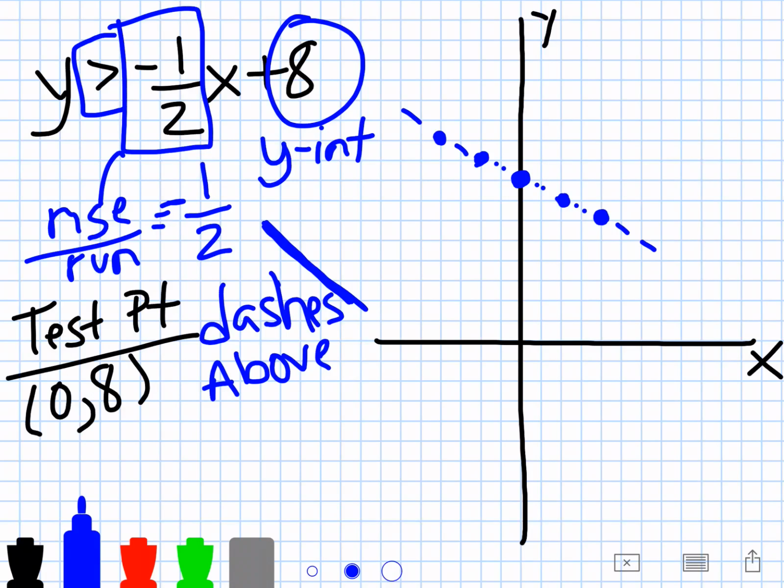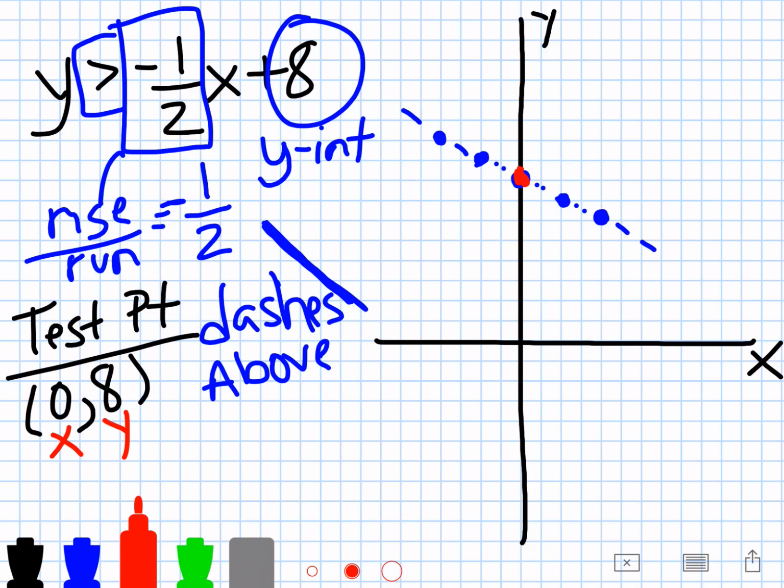Now, I have a test point of 0, 8. So, if I were to plot the point 0, 8, I'm going to start in the middle because my x is going to be 0 and my y is going to be 8. So, I'm going to start in the middle and count up 8. That's our y-intercept. So, our point is going to be right here on the graph line, and it's going to be on a dashed line. What that means is that if your point lands on a dashed line, it will not be included in the solution set. That's why we use dashes, to tell you that if the point lands on that dashed line, it's not going to be included.